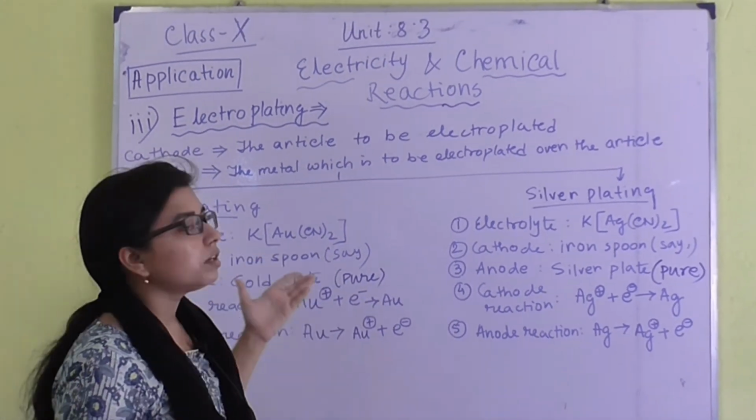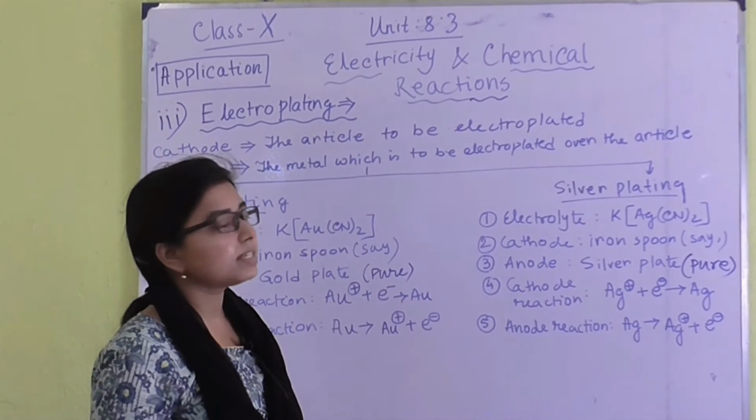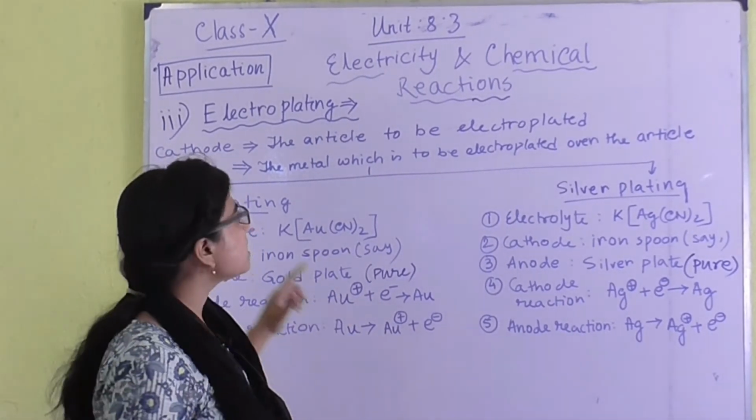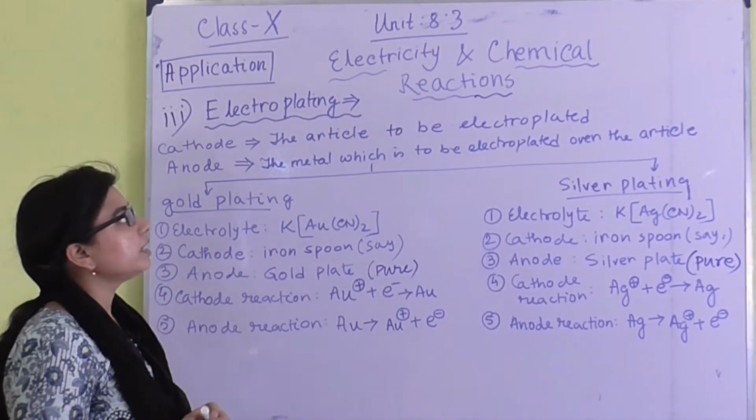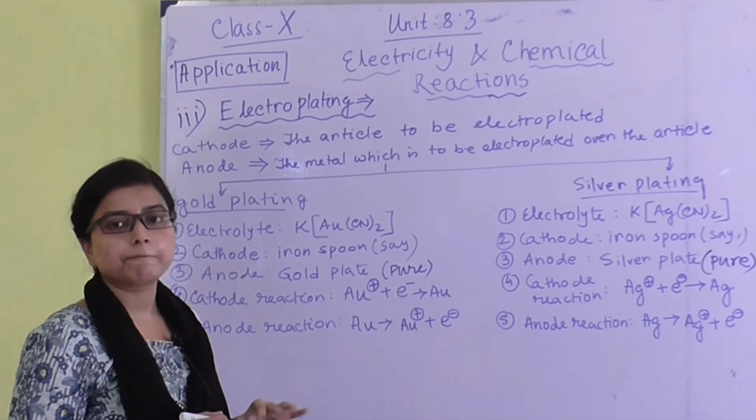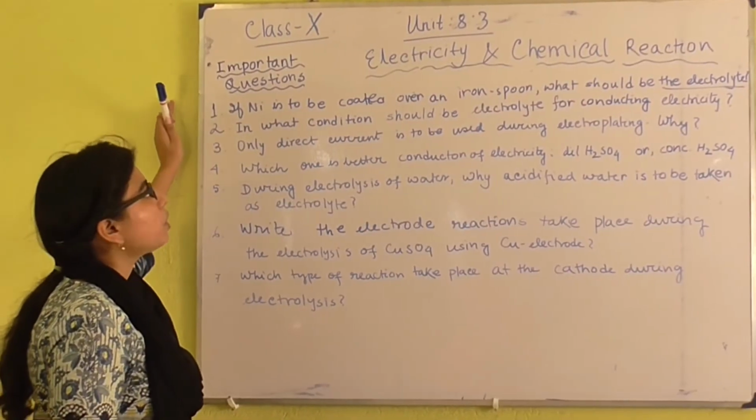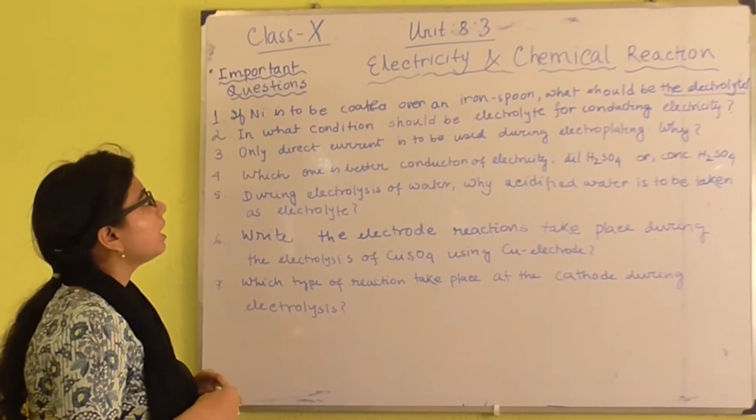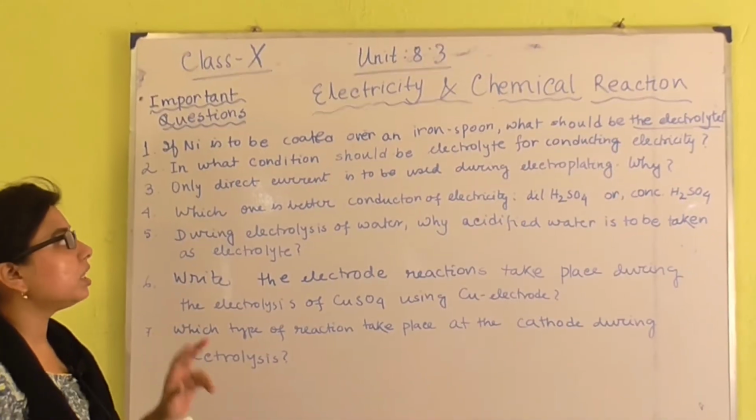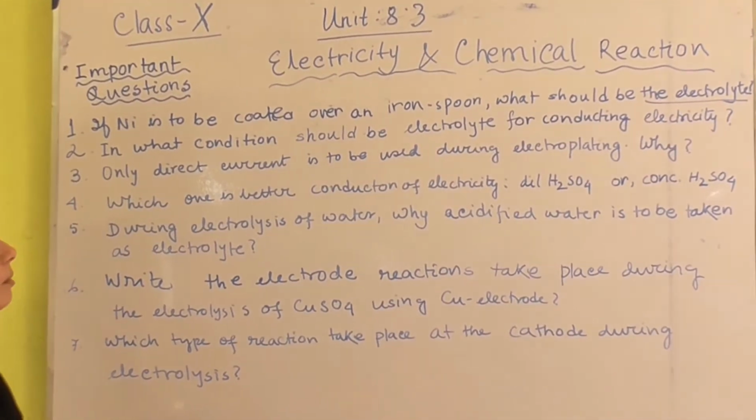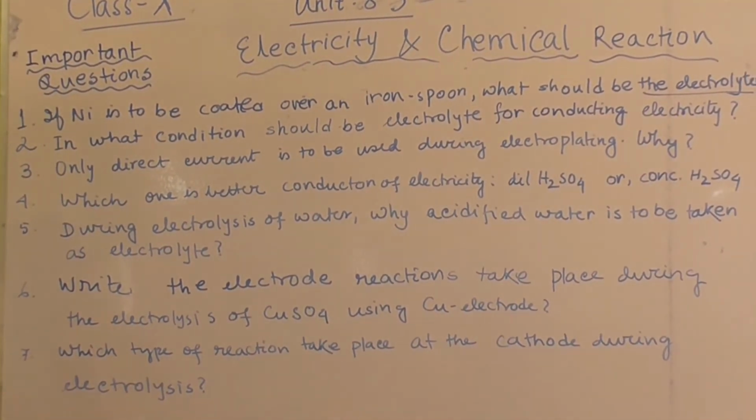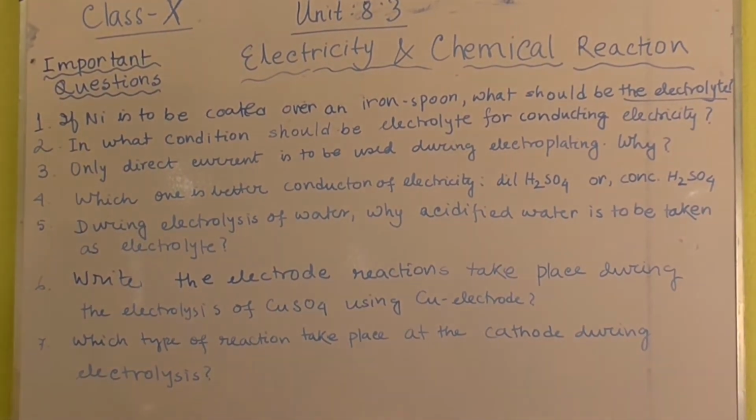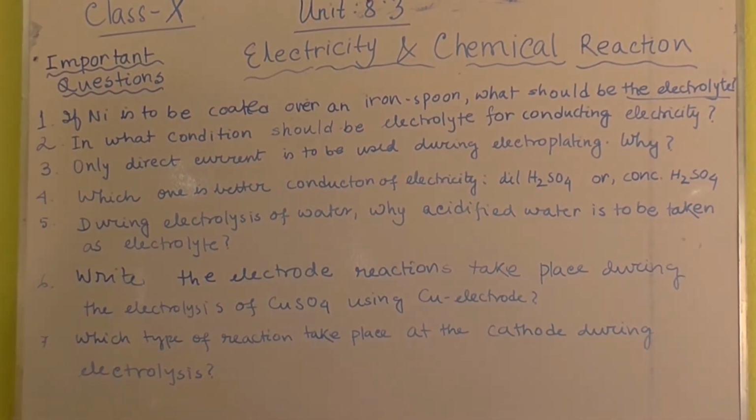We have learned already the electro-refining process, then the metal extraction process, and the last application was electroplating. Here I am discussing only some important questions related to the chapter, and you have to go through the whole textbook properly line by line, then you can easily answer the questions you will get in your test paper or any question bank.